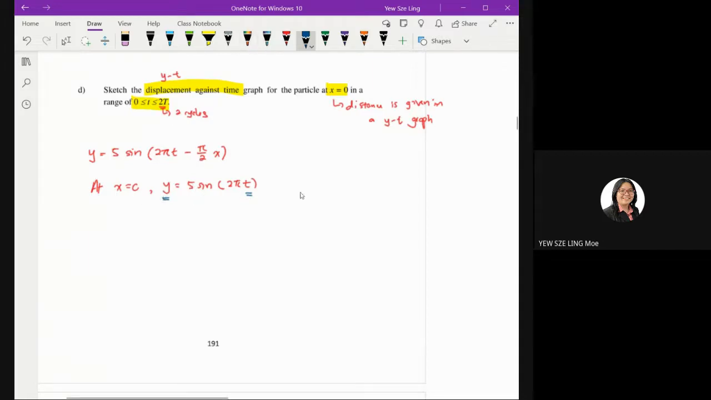So now you have a y against t graph. Let's sketch the axes as usual: y in terms of cm and t in terms of seconds. This equation is very similar to simple harmonic motion, and in fact, it is a simple harmonic motion equation. Why? Because the particle is moving in a periodic motion, like I told you just now. The particle is oscillating up and down between the amplitude and the negative amplitude.